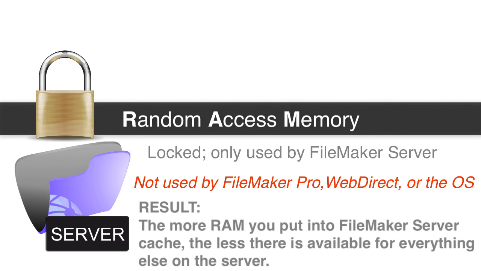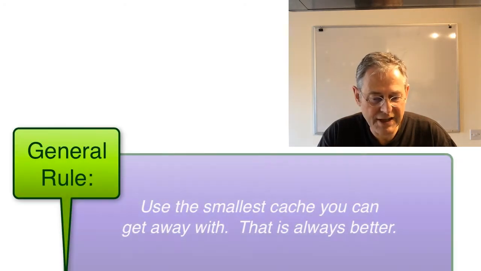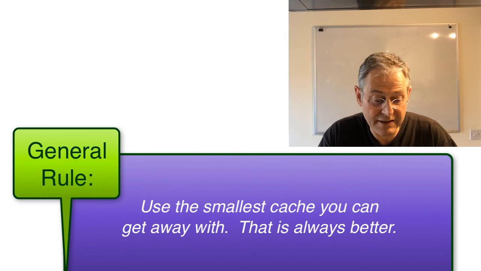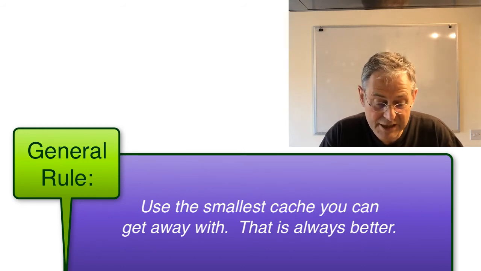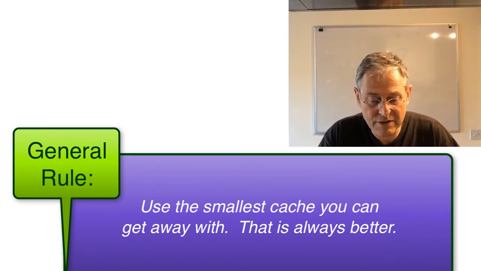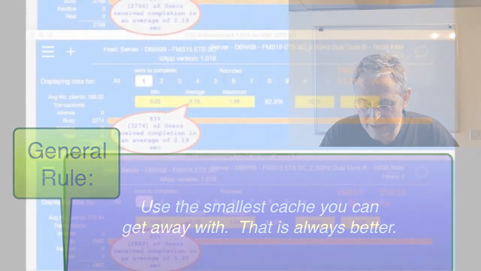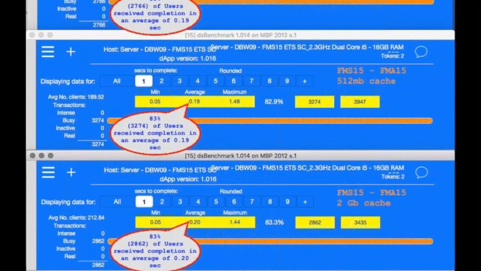When you've decided on the hardware specification you're going to use, about the only thing you can change is the cache, other than of course writing efficient FileMaker solutions. The general rule is that you should use the smallest cache you can get away with, and that is always better. Interestingly, and I don't know why it is, but certainly the statistics seem to show it, FileMaker Server 15 runs a bit better with half a gig of cache than it does with 2 gig of cache, which I think is interesting.